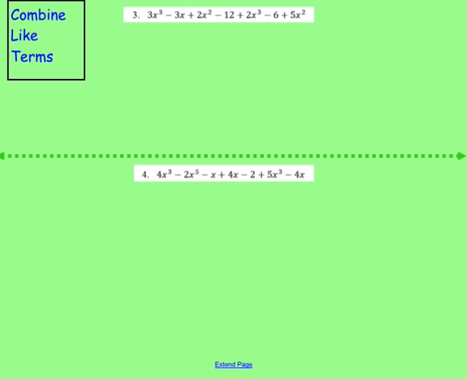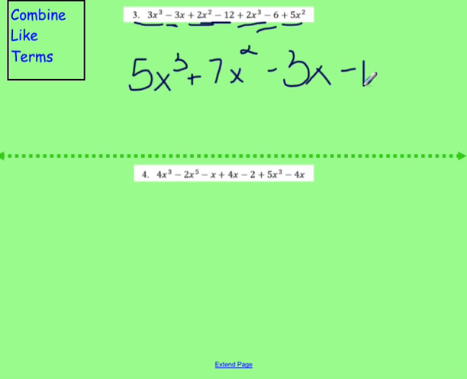Let's take a look at a couple more. Adding these ones together, I see my highest exponent is x cubed. So I have 3x cubed plus 2x cubed. That's going to give me 5x cubed. My next highest exponent is squared, 2x squared plus 5x squared. Again, just adding the coefficients, keeping the exponent the same. Negative 3x is next. And then negative 12 minus 6 is negative 18. So I want you guys to go ahead and try number 4 on your own.